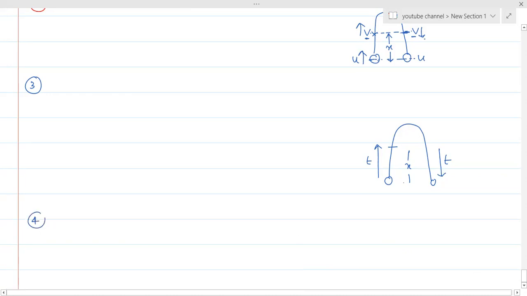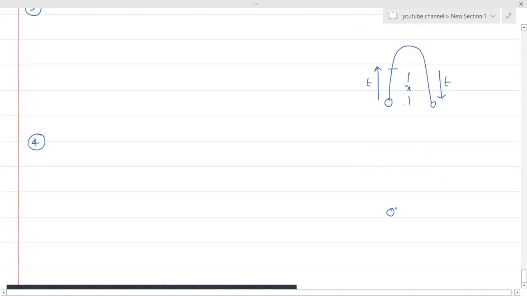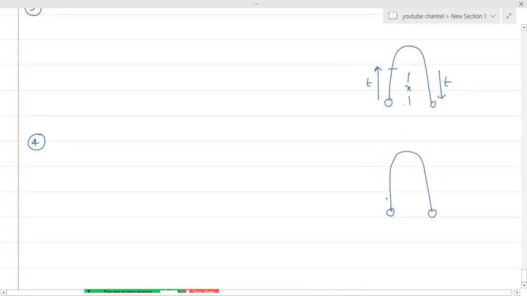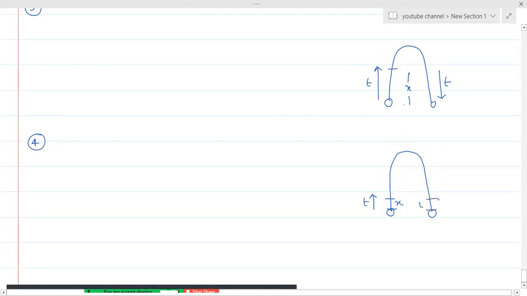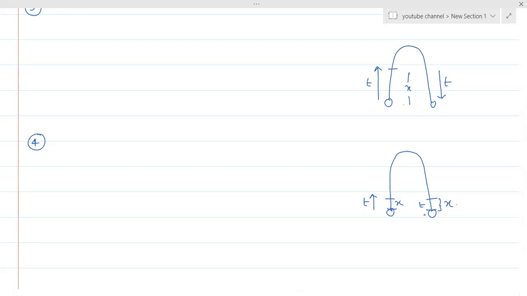And the fourth one is, for example, if in a given time t the body covers a distance x in the upward direction, then in the same interval of time the body covers the same distance x in the downward direction. That is, like a mirror image. If it takes time t to cover distance x on the left side, at the same level on the right side it also takes time t.